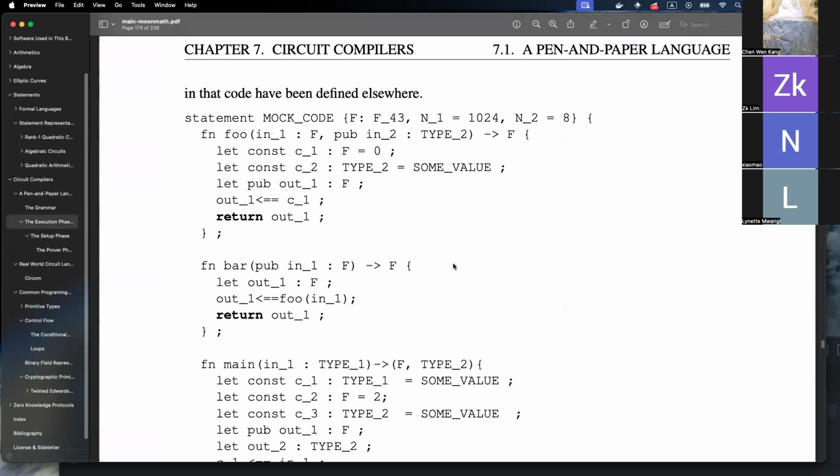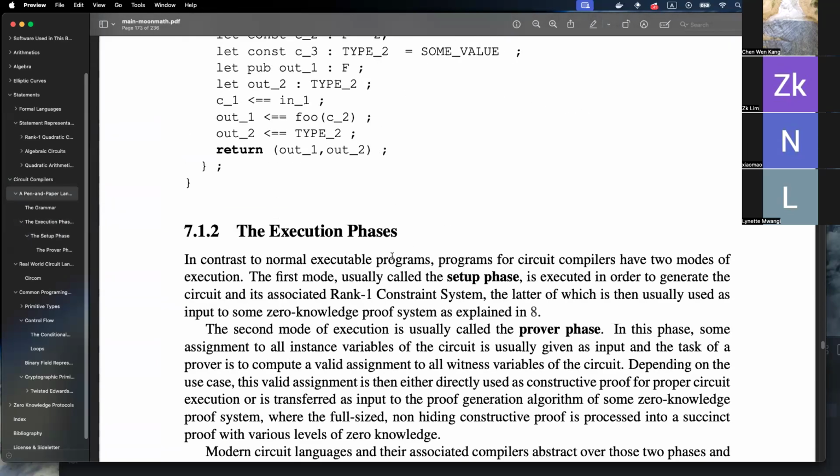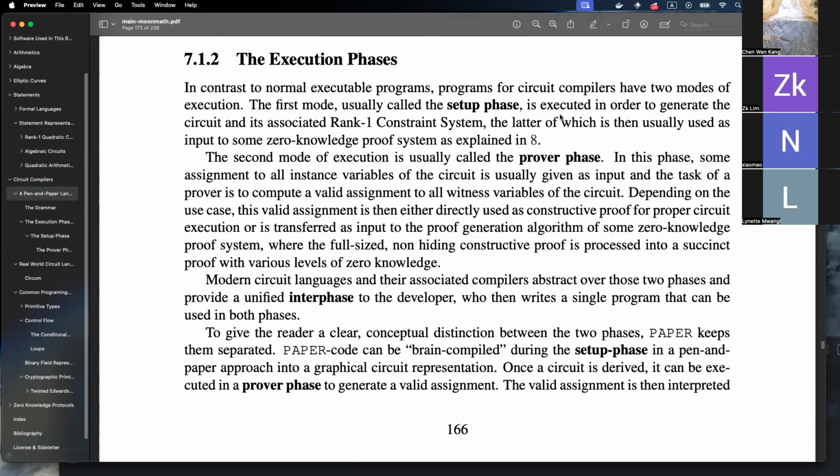I want to look at what it's actually doing. So if you look at, I believe here, yep. The setup phase is executed in order to generate the circuit and its associated rank 1 constraint system. So the circuit is usually convertible to an R1CS, and then the rank 1 constraint system can later be used by a ZKP system for generating proof and verifying proof.